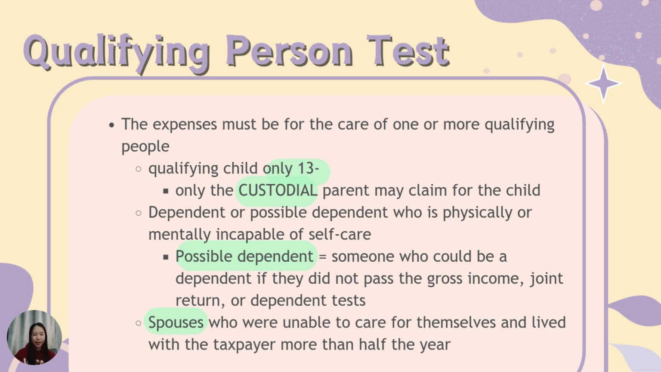And then the next standard for being a qualifying person is a dependent or possible dependent who is physically or mentally incapable of self-care. Now, a possible dependent is someone who could be a dependent if they passed all the other dependent tests except for the gross income, joint return, or dependence test. And the last person who could qualify for the dependent care expenses credit are expenses for a spouse who is unable to care for themselves and lives with the taxpayer for more than half the tax year.